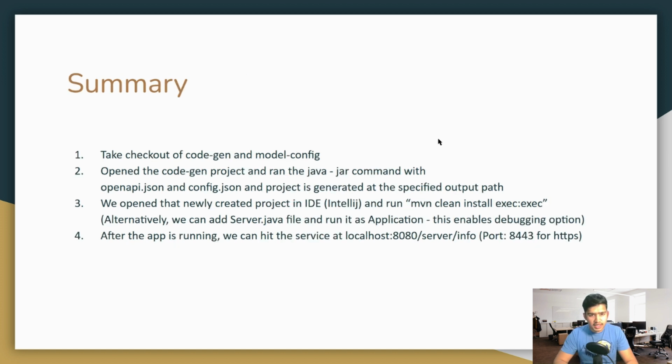So in summary, we took the checkout of codegen and model config. We opened the codegen project and ran the Java command on the codegen CLI and passed the openapi.json and the config.json. The project output was also specified, and the command ran and created a folder output at the specified path. After that, we opened it in IntelliJ IDE and ran the maven clean install exec command. Alternatively, we can also add server.server as an application. After running, we can hit the service on localhost port 8080 or port 8443 for HTTPS.